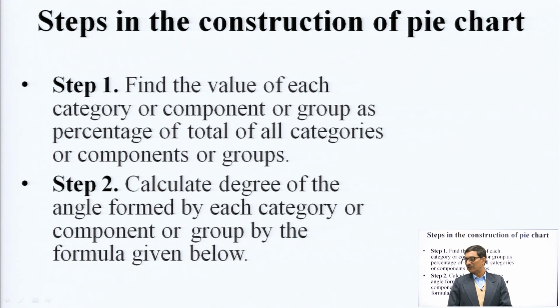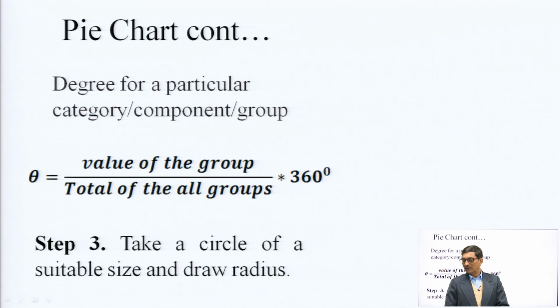The steps in the construction of pie chart: the first step, find the value of each category or component or group as percentage of total of all categories or components or groups. Second, calculate the degree of the angle formed by each category or component or group by the formula given below. The degree for a particular category or component group, theta, is equal to the value of the group divided by the total of all the groups into 360 degree.